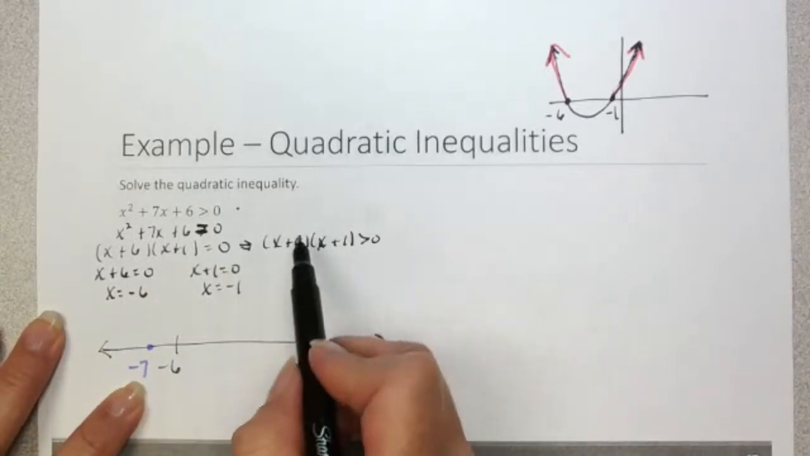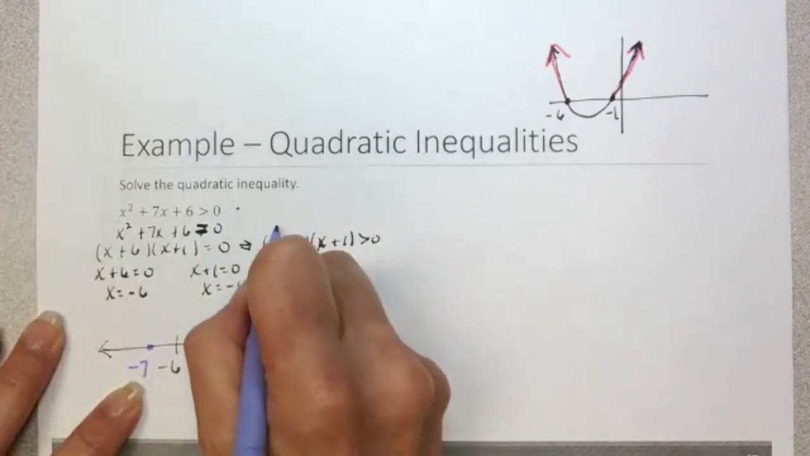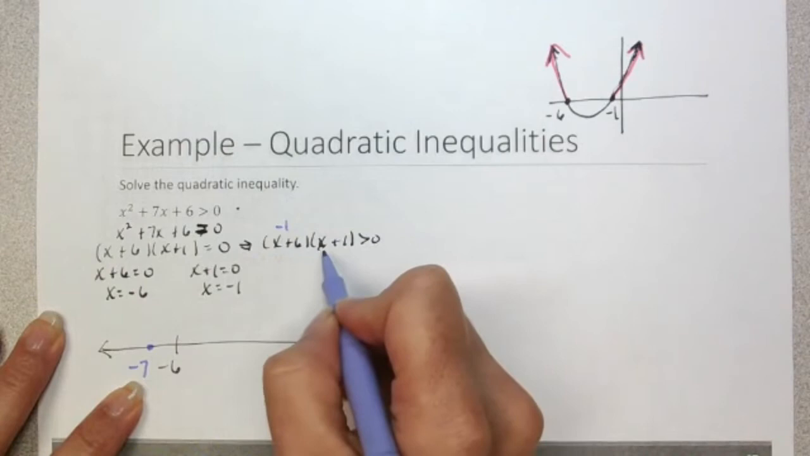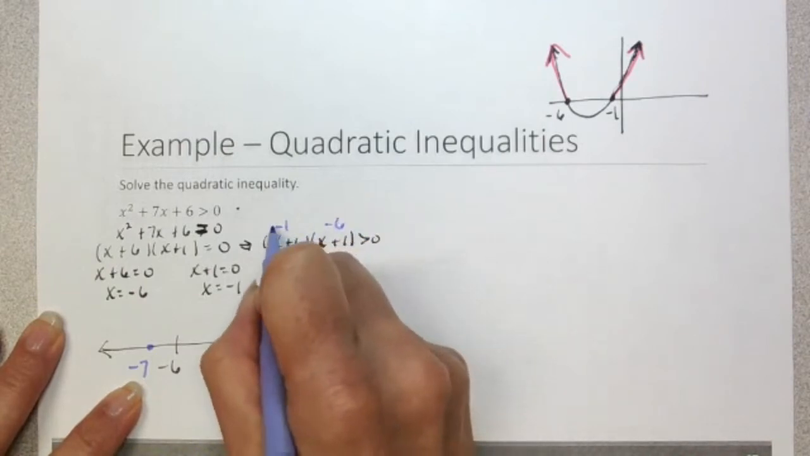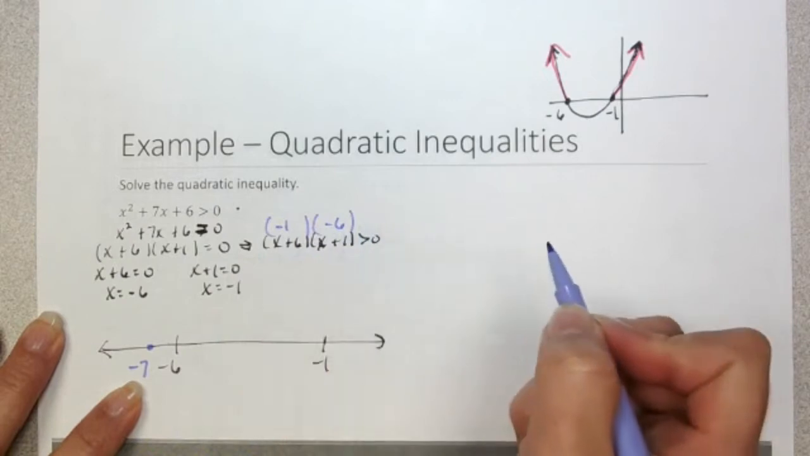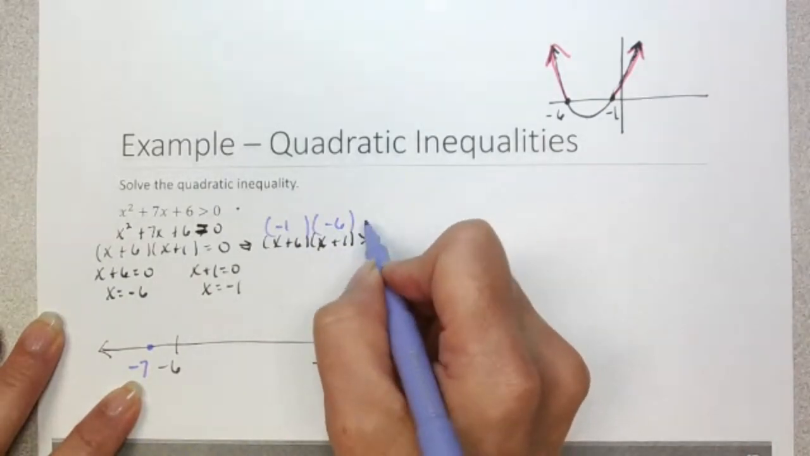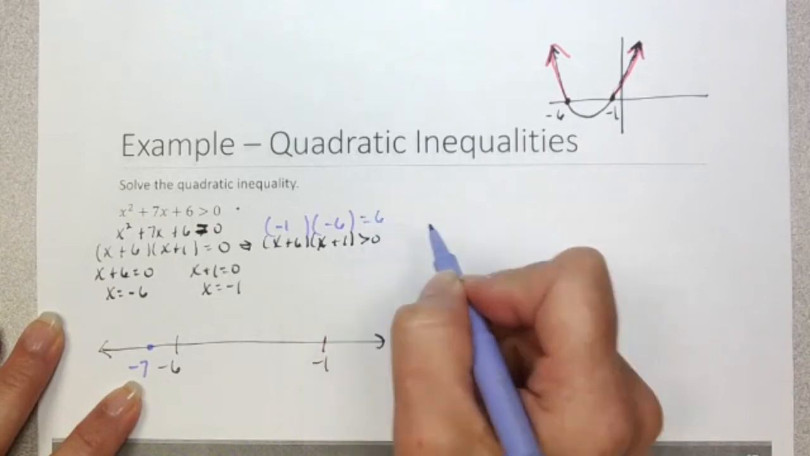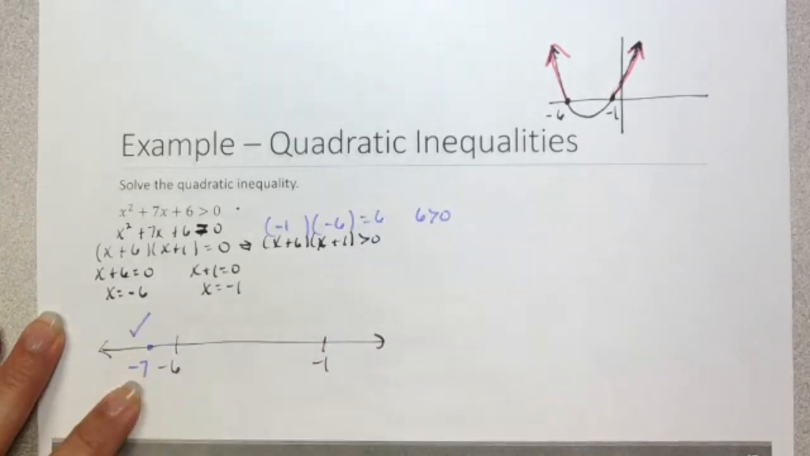If we plug in negative 7 for x, we get negative 7 plus 6, or negative 1, times negative 7 plus 1. That's times negative 6. Well, negative 1 times negative 6 is greater than 0, right? It's positive 6, and 6 is greater than 0, so this is an interval that's good. This is an interval that we want.